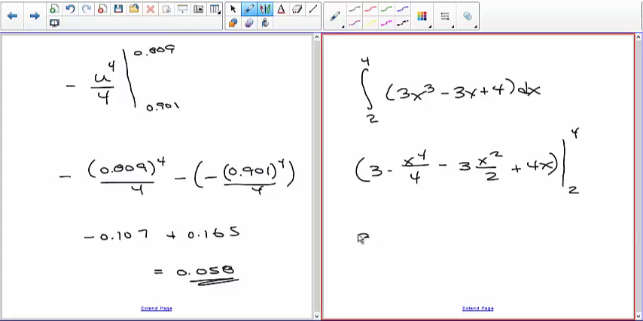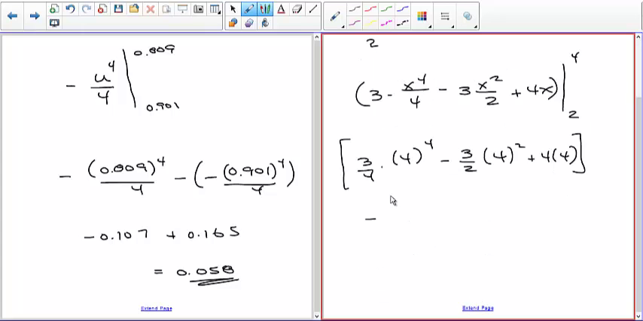So we've got 3/4 times 4 to the 4th minus 3/2 times 4 squared plus 4 times 4. So that's the function evaluated at the upper limit, and then you subtract the function evaluated at the lower limit.